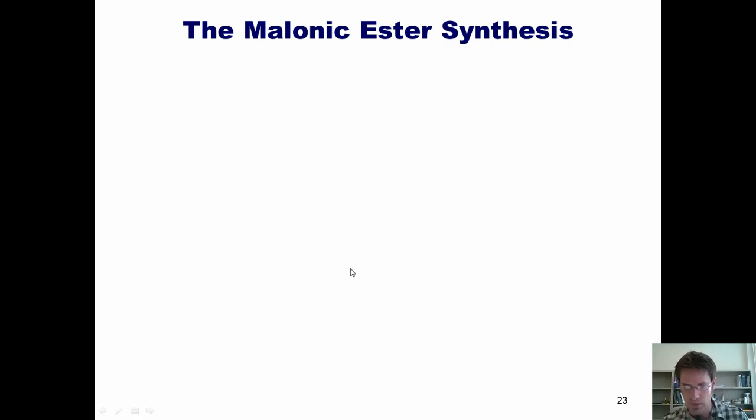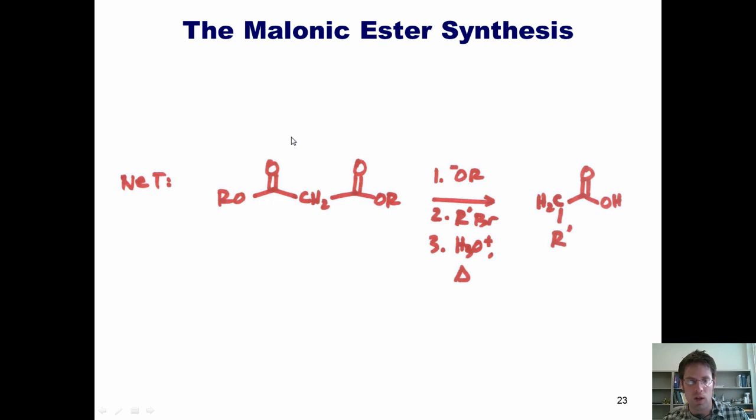Expressed in net form, the malonic ester synthesis looks like this. I take my malonic ester, treat it with a matching base, alkyl halide, and acid and heat, and I ultimately get this carboxylic acid product.